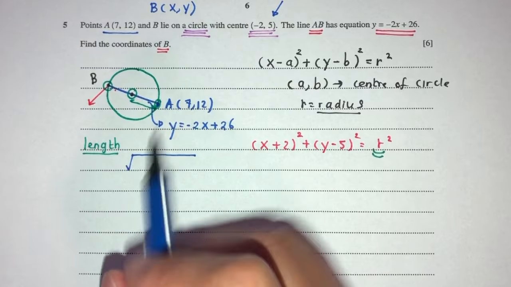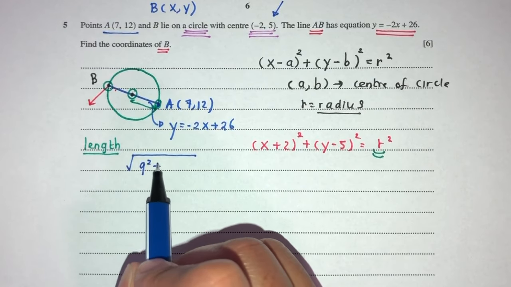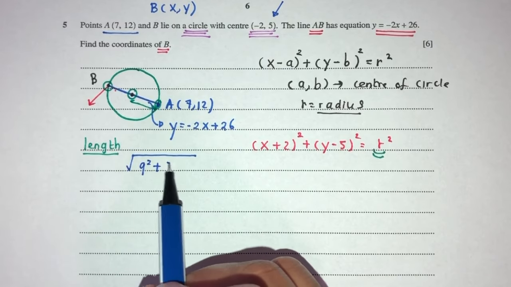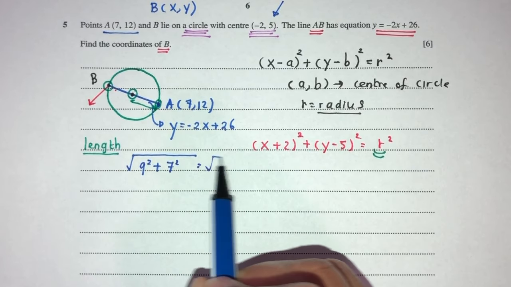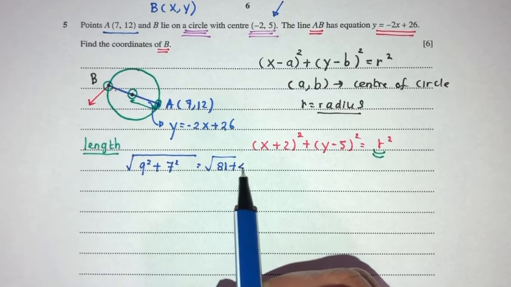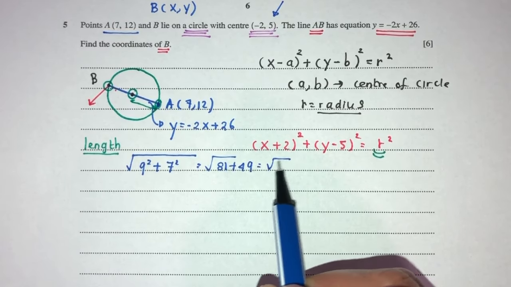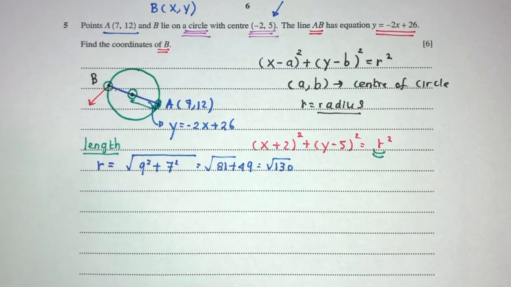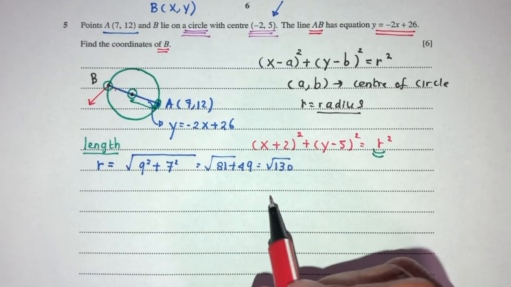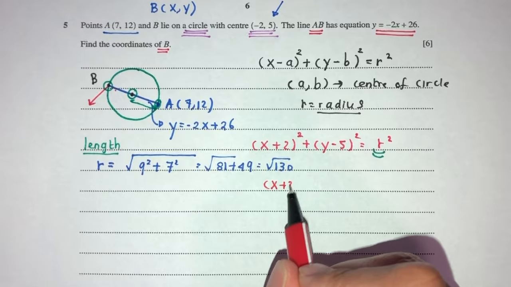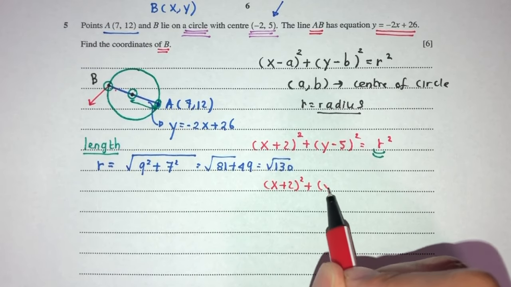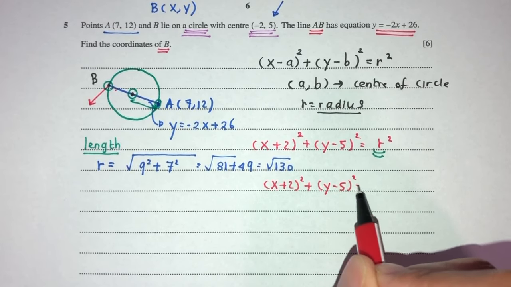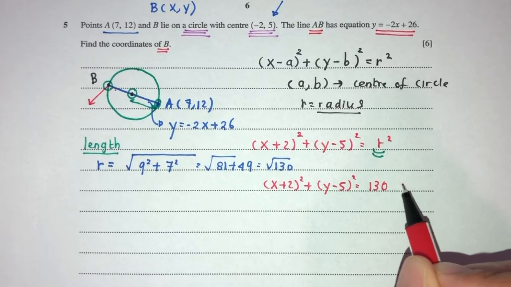7 minus 2 is 9. Squared should be 81. 12 minus 5 is 7. Squared, that should be 49. So root of 81 plus 49, that should be root 130. Therefore, the radius is the value of root of 130. So r squared, obviously, that should just become (x plus 2) squared plus (y minus 5) squared equal to 130. This is my equation number 2.